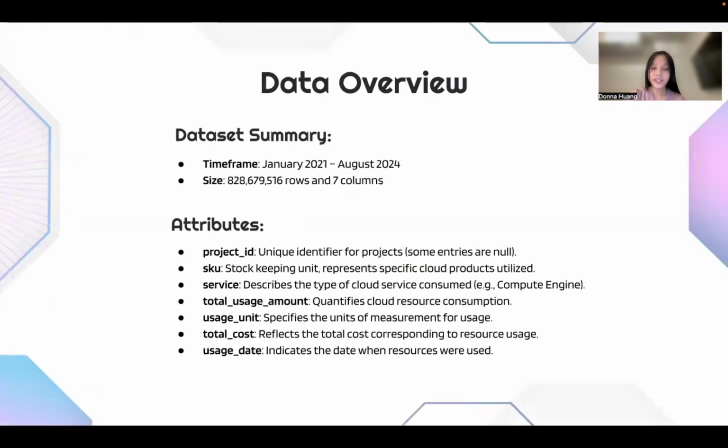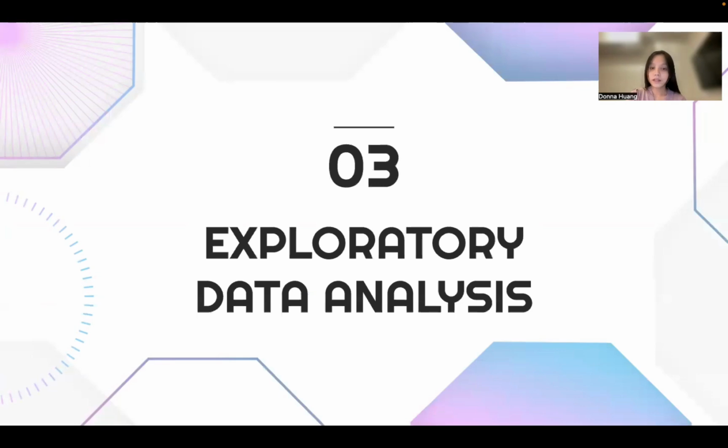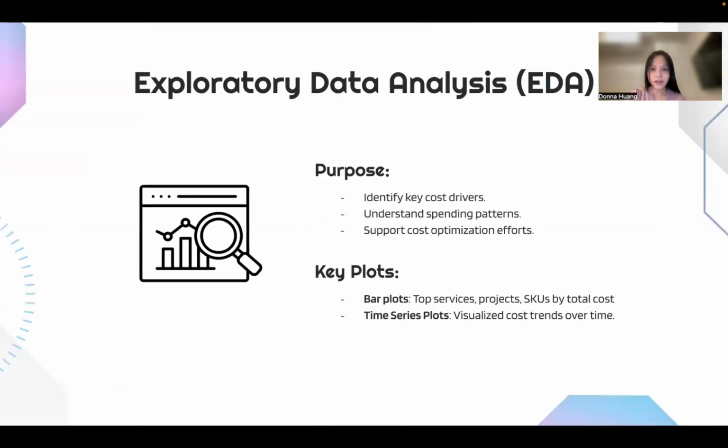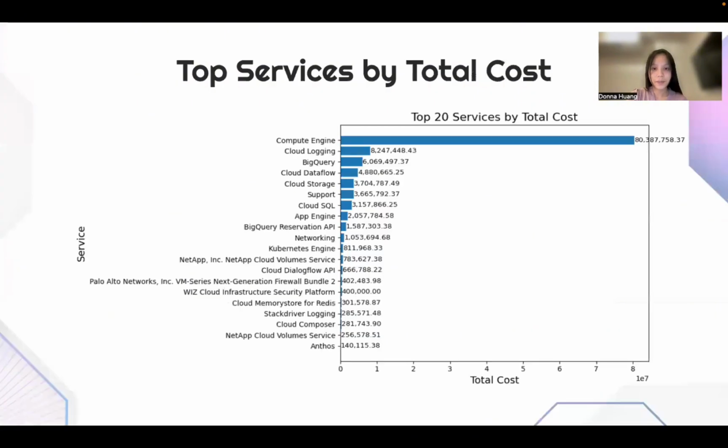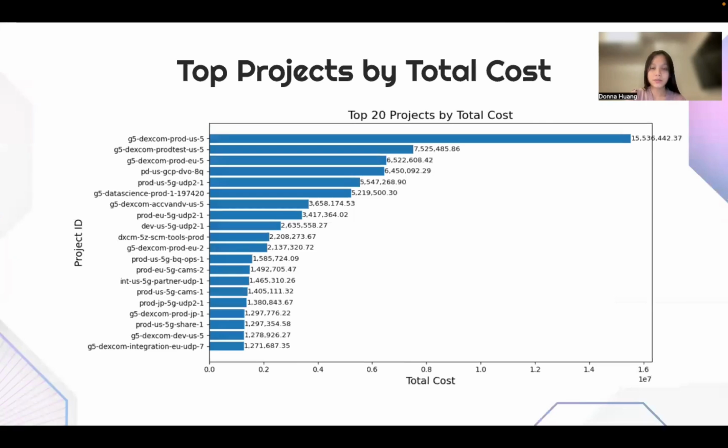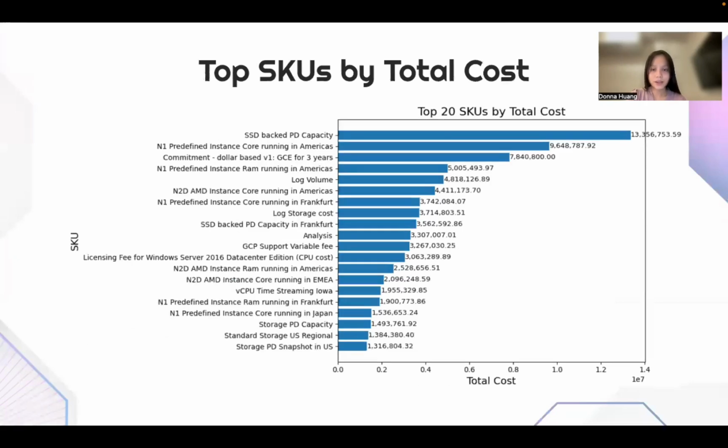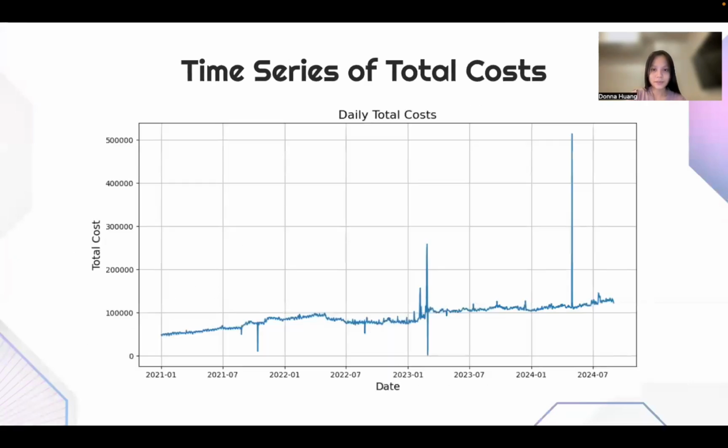We have a very large data set, and here are all the attributes. Then we did exploratory data analysis to identify key cost drivers and to understand the spending patterns. The top 20 services by total cost are shown in this plot. And here are the top 20 projects and the top 20 SKUs. We also drew a time series plot for the daily total cost. In general, there's an increasing trend in the total cost.